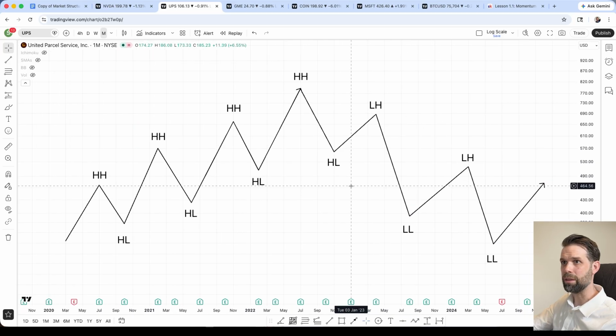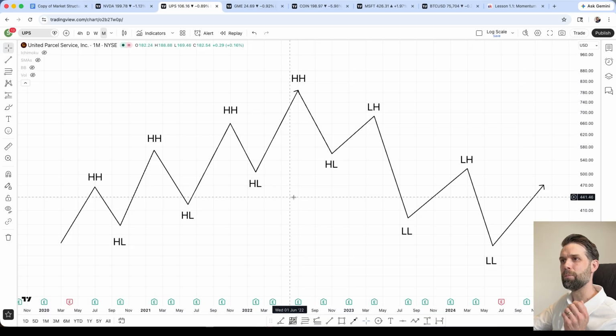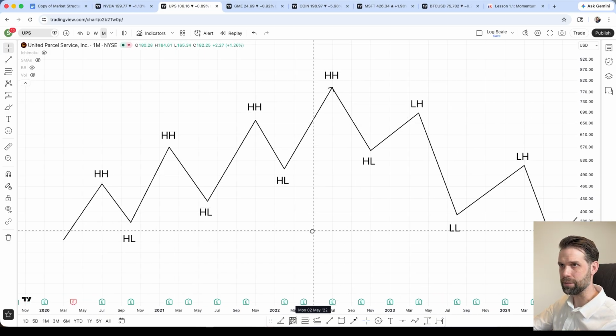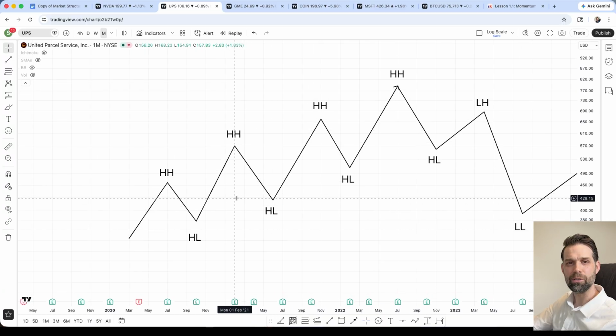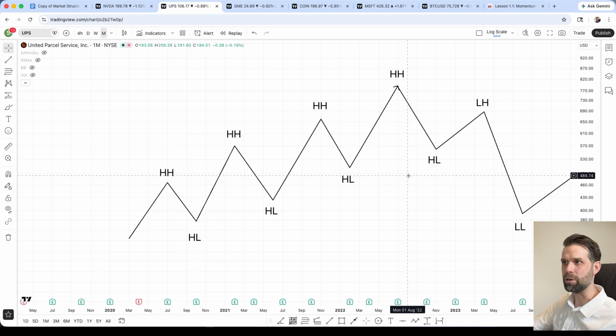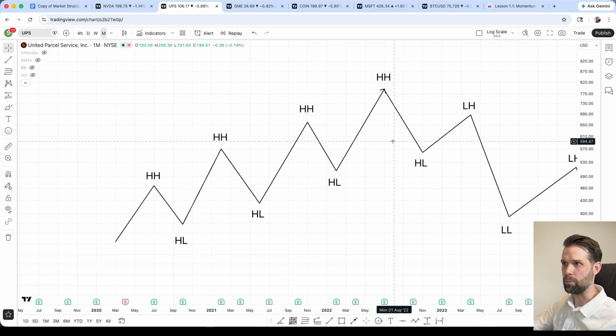So let's start with a break of structure. A break of structure means trend continuation. A break of structure happens when candles close above a previous higher high, or on the downside, below a previous low. So we can have a break of structure in an uptrend and we can have a break of structure in a downtrend.